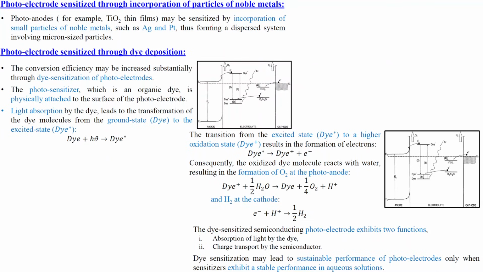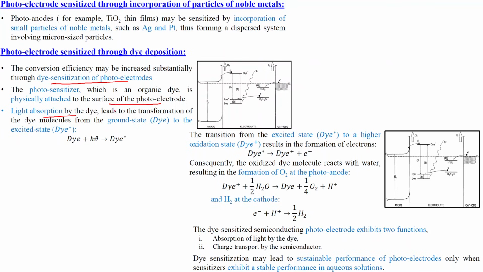Okay. Another is photoelectrode sensitized through dye deposition. So the conversion efficiency may be increased by dye sensitization of the photoelectrode. So what happens? The photoanode is sensitized or coated with dye, which is physically attached to the surface of the photoelectrode.